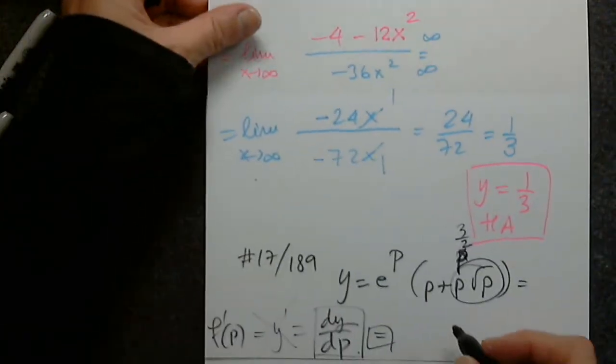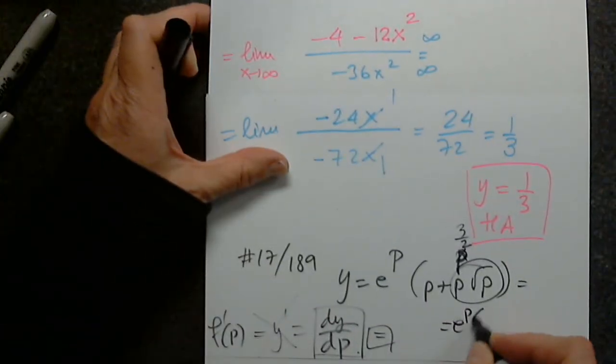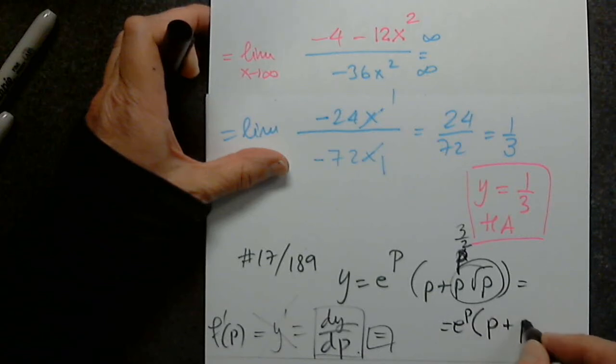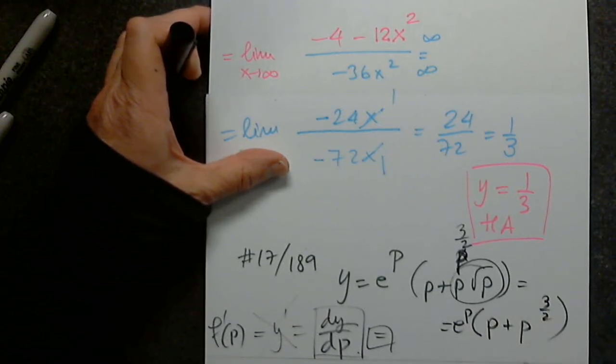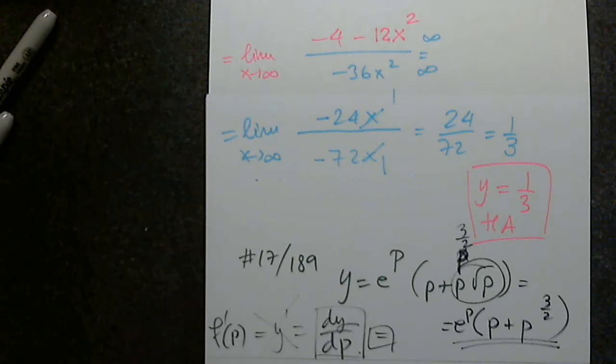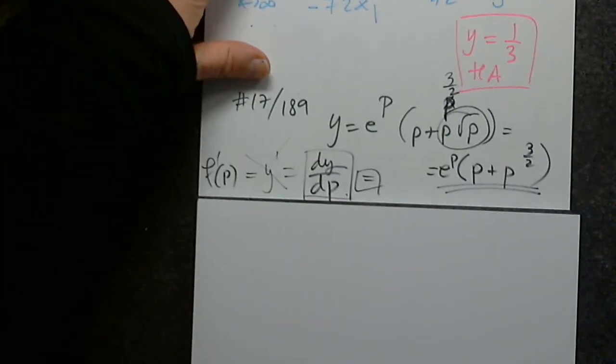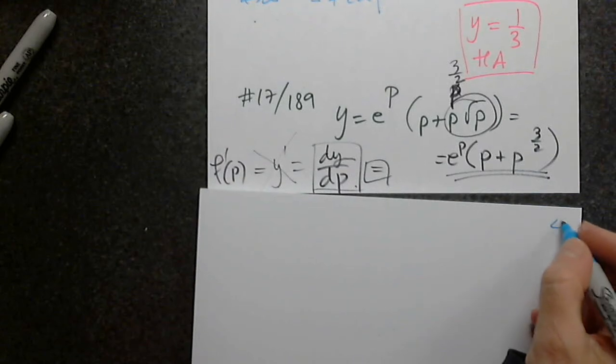So it will be e to p times (p plus p to 3/2). This is what I prefer to differentiate using the product rule, because otherwise I would have a product and inside of it another product, and there is no need for that. So now we're ready to differentiate. It's a very good problem. Thank you for picking that.